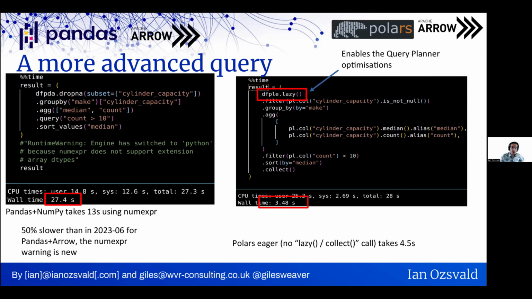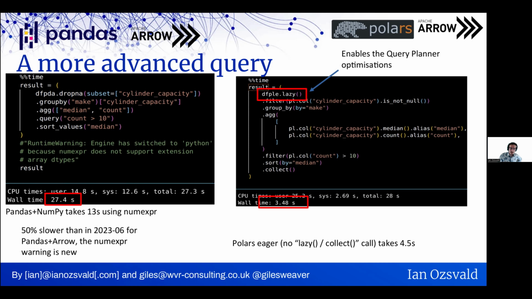So here's a slightly more advanced query. On the left, I've got the icons for Pandas and Arrow, and I'm using df-pda. On the right, I've got the icons for Polars and Arrow, and I've got df-ple, the Polars eager mode. That was the base data frame. Then I've turned on the lazy query-based planner to get some extra optimizations in there for a one-liner.